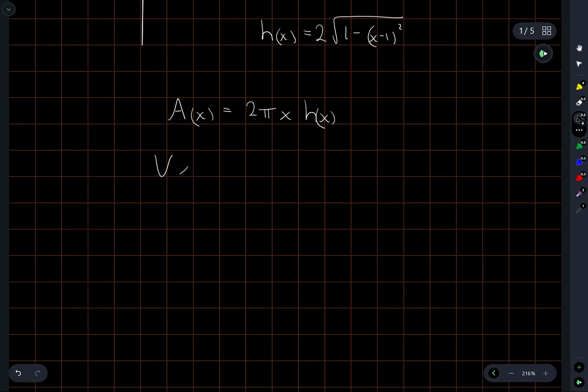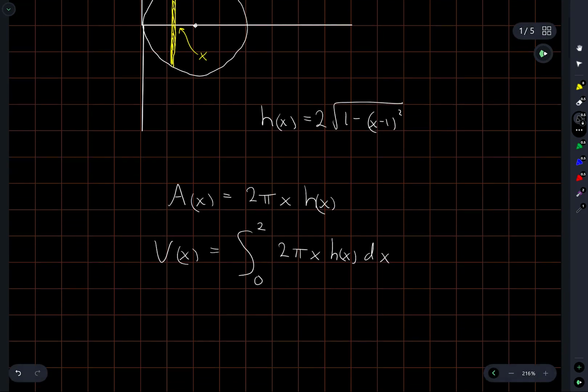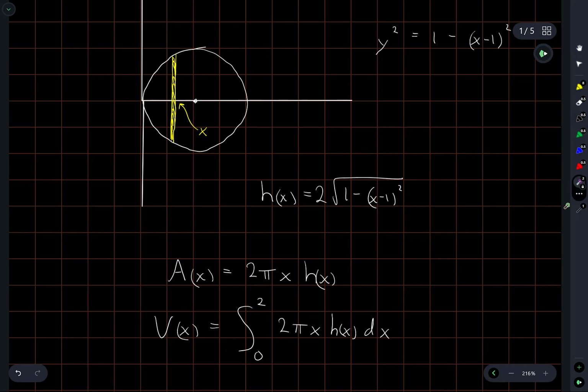And so what is the final volume here? It's going to be the integral as x goes from 0 to 2 of 2 pi x h of x dx. Now, I don't know if this is the best way to do this. This is using the cylindrical method of integration, but maybe it'll be helpful to do the shell method instead, or the disk method. I don't know what the names of these things are. I just like to picture the geometry.